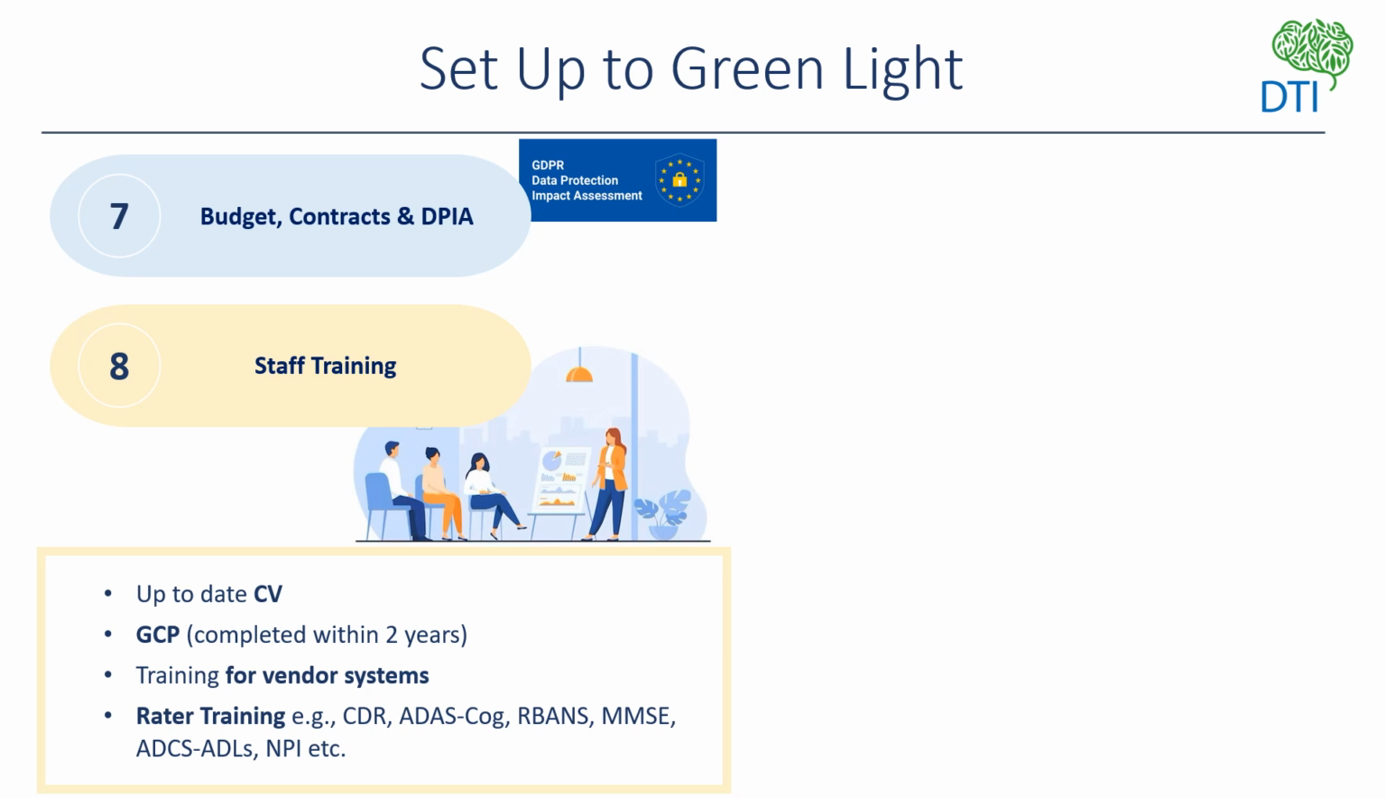You'll also need to be thinking about your staff training, so making sure everyone has an up-to-date CV, a valid GCP cert within 2 years, so that's your Good Clinical Practice cert. Your staff will likely need to engage with sponsor training for the relevant vendor platforms as well. So this could be the likes of your electronic data capture, your imaging websites, your rater tablets, or your lab systems. And then lastly, you will also need to engage in rater training.